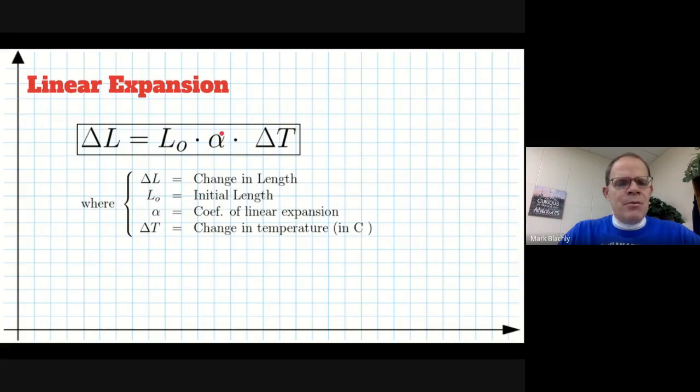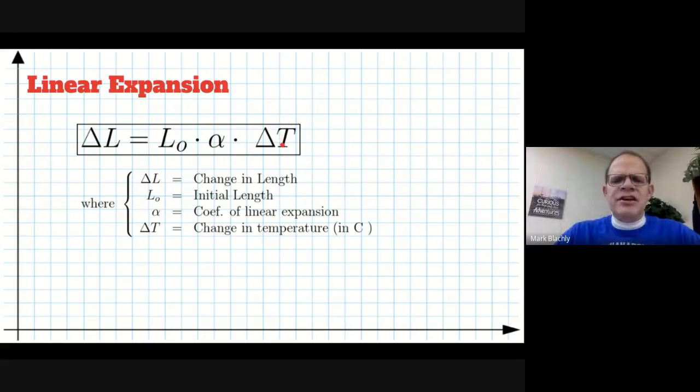Alpha is a number which tells you how much each material will change length. It's called the thermal expansion coefficient, or the coefficient of thermal expansion. And we're just going to look that up in a table. I'll show you in a minute. So this symbol right here is the Greek letter alpha. It's kind of like an A, but it's got kind of loopy sides. It's kind of like a fish, actually. If you've seen the fish symbol that people use, that's the symbol. It's an alpha.